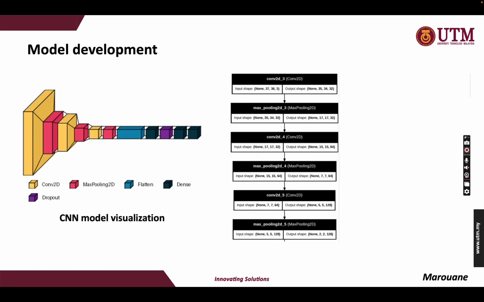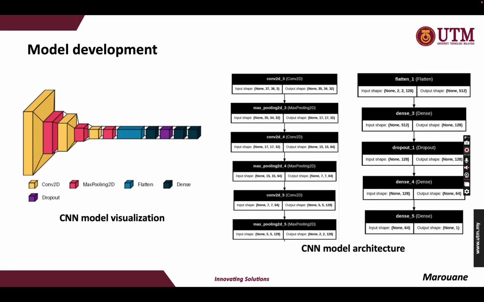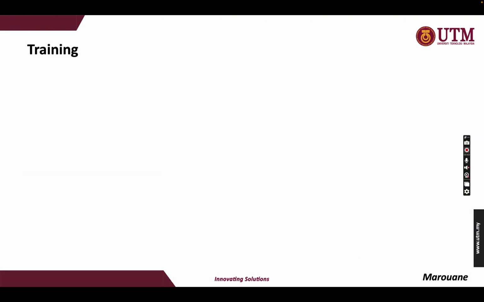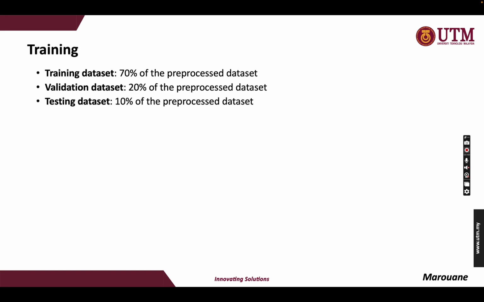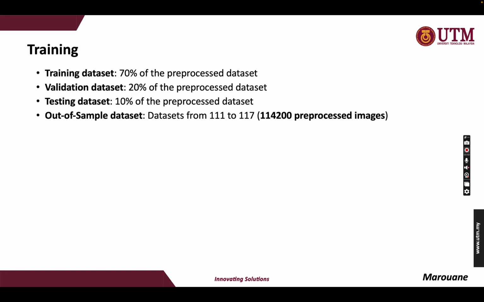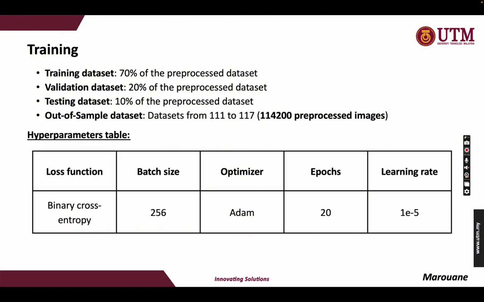So this is the model. There are 3 consecutive convolution and max pooling layers with ReLU activation function, a flatten layer, a dense layer, then a dropout layer, then 2 dense layers. For the training, 70% of the dataset was used, validation 20%, and testing 10%. Extra is an out-of-sample dataset which has 114,200 test images. The hyperparameter table contains loss function which is binary cross entropy, batch size 256, optimizer Adam, 20 epochs, and learning rate 1e-5.